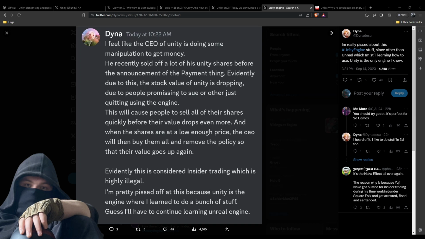I feel like the CEO of Unity is doing some manipulation to get money. He recently sold off a lot of his Unity shares before the announcement of the payment thing. Evidently, due to this, the stock value of Unity is dropping, due to people promising to sue or just quitting using the game engine. So this will cause people to sell off all their shares quickly before the value drops even more, and then when the shares are at a low enough price, the CEO will buy them all up and remove the policy so their value goes up again. Evidently, this is considered insider trading, which is highly illegal. I think it's turbo illegal.